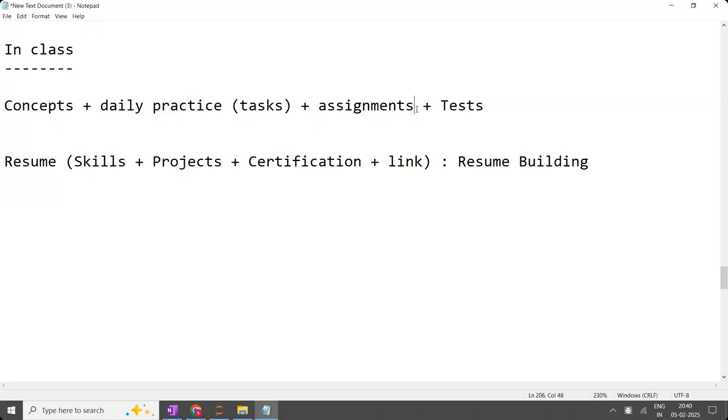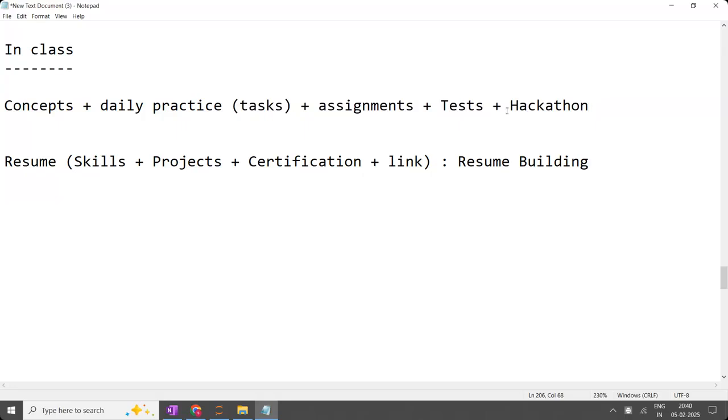Assignments means doing the work. That is not the task. Somewhat higher task, a bigger task. And tests we are going to conduct like MCQ questions. And after that, we are going to have the hackathon. Hackathon means some competition between students.